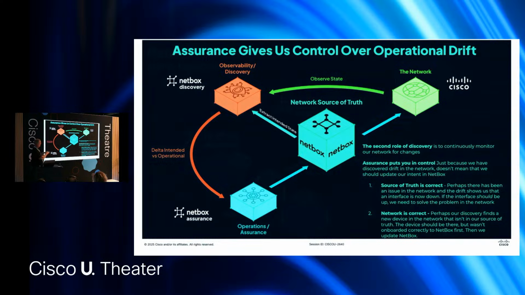Okay, so this is where discovery and assurance really work together. As I said, we're using the discovery tools to connect to the network, whether that's controllers or directly to the devices, and then bringing the observed state of the network into NetBox and actually compare it.